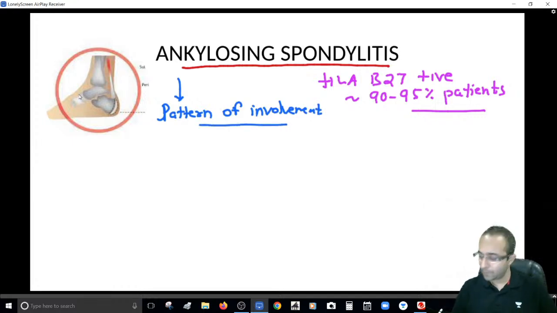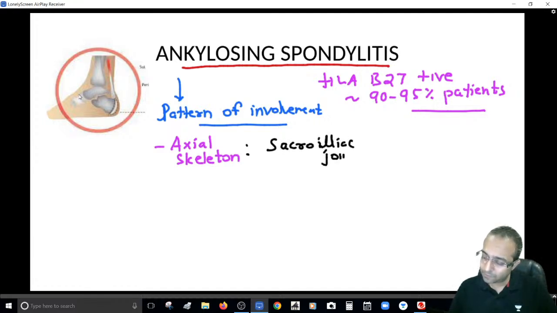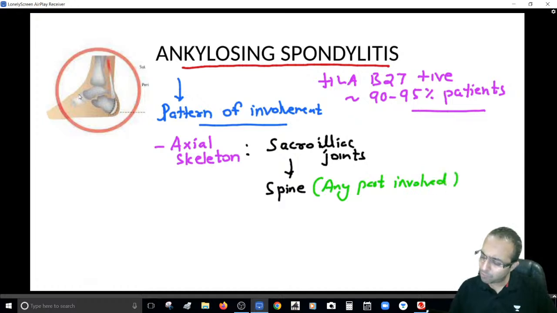Very different. The first thing is that this inflammatory arthropathy classically tends to have a predilection for the axial skeleton, the central skeleton. So classically what you find is the central skeleton involved. This is where the problem starts, the sacroiliac joints, and from here on it jumps to the spine. In the spine, let me be very clear, any part can be involved, and in fact all parts of the spine get involved.